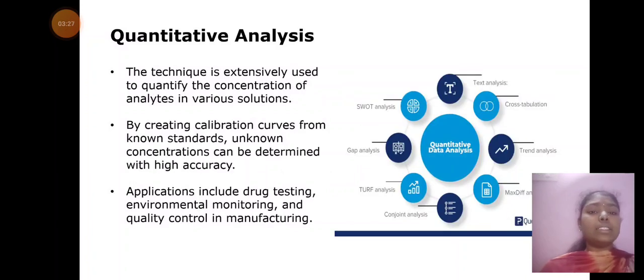Quantitative analysis. The technique is extensively used to quantify the concentration of analytes in various solutions. By creating calibration curves from known standards, unknown concentrations can be determined with high accuracy. Applications include drug testing, environmental monitoring, and quality control in manufacturing.